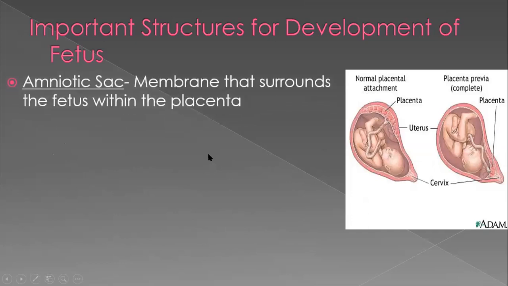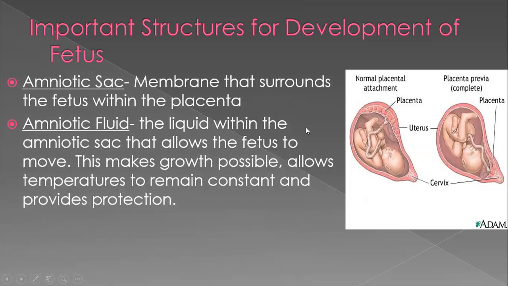So more important structures of development of the fetus. The amniotic sac is a membrane that surrounds the fetus within the placenta. So there's an amniotic sac that is all around the baby here, right? That surrounds it and protects the baby.